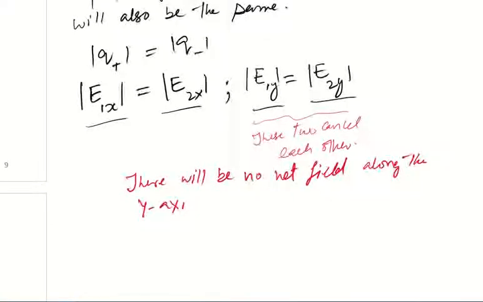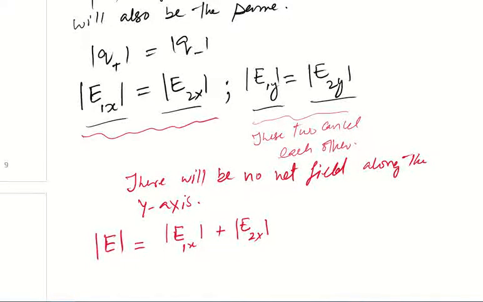So the total field, we call it E, would be E1x plus E2x. That would be the net field magnitude. And since here we have seen that E1x is equal to E2x, we can just write E1x plus E1x, so that is 2 times E1x. That would be the magnitude of the net field due to this dipole.